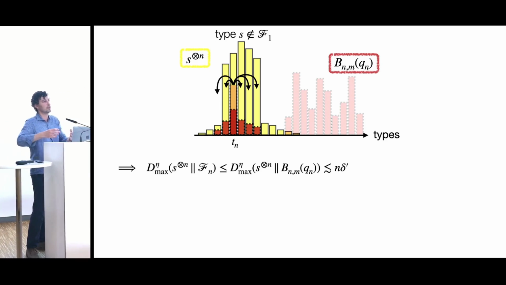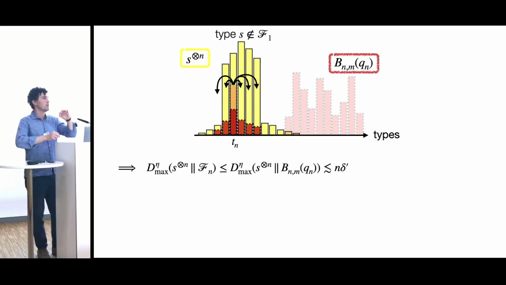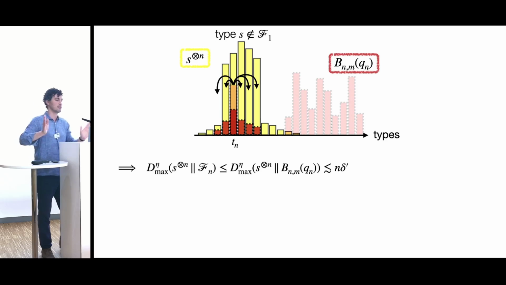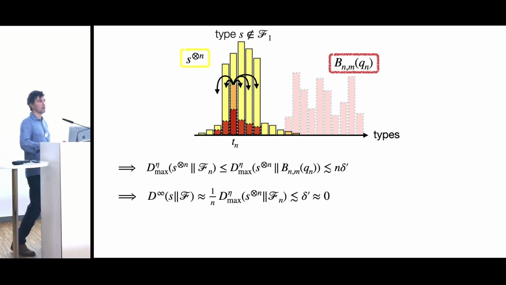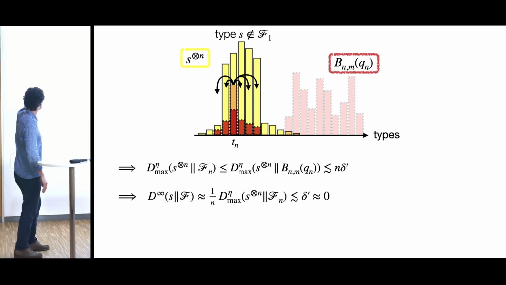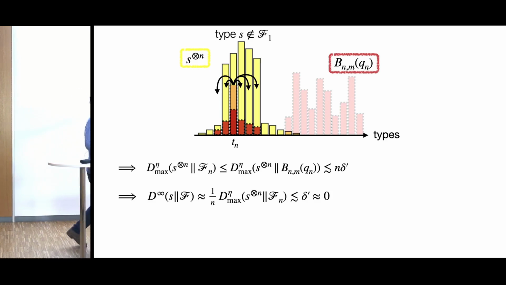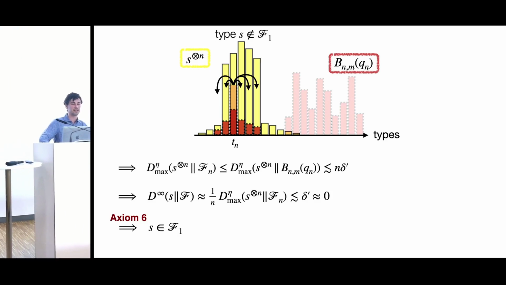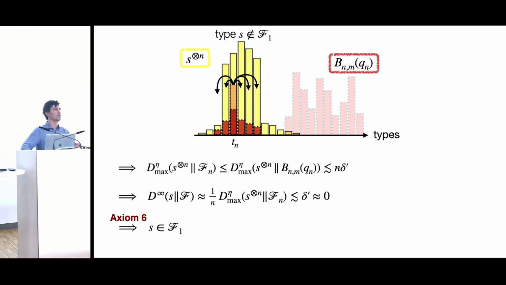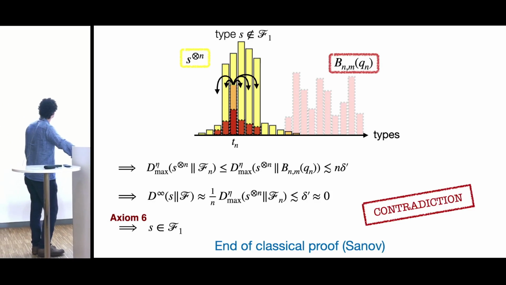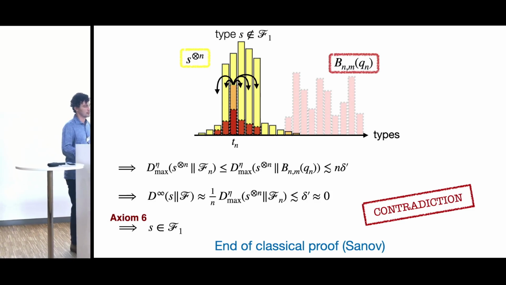The blurring lemma essentially tells you that if you have some free probability distribution that has some weight somewhere, you can blur that, and that weight will cover all nearby types. That's essentially what this tells you. And now you can repackage everything, and you will deduce that the regularized relative entropy of this type S, of this probability distribution S, is small, essentially 0. And by axiom 6, this S has to be free. It cannot be non-free because of axiom 6. And this gives you your contradiction and concludes the classical proof of the Sanov result.